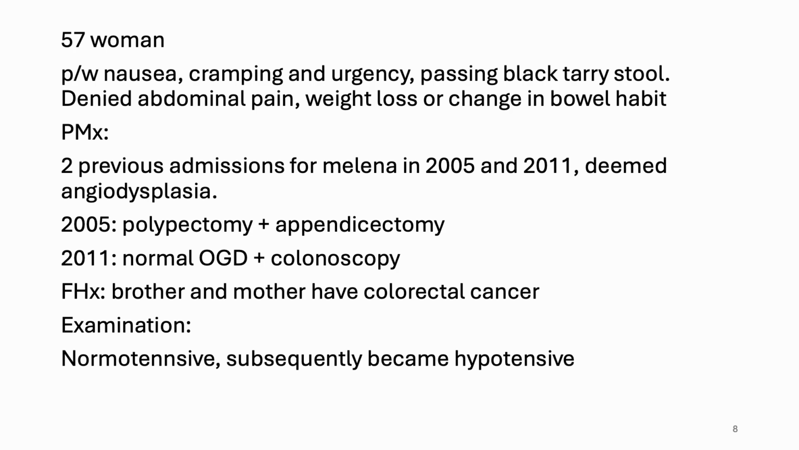In the first admission in 2005, they did a polypectomy and appendicectomy. In 2011, they found the scope was normal for upper and lower scope. In her family history, her brother and mother have colorectal cancer. When we examined the patient, she was normotensive, which subsequently became hypotensive, presumably from a GI bleed.